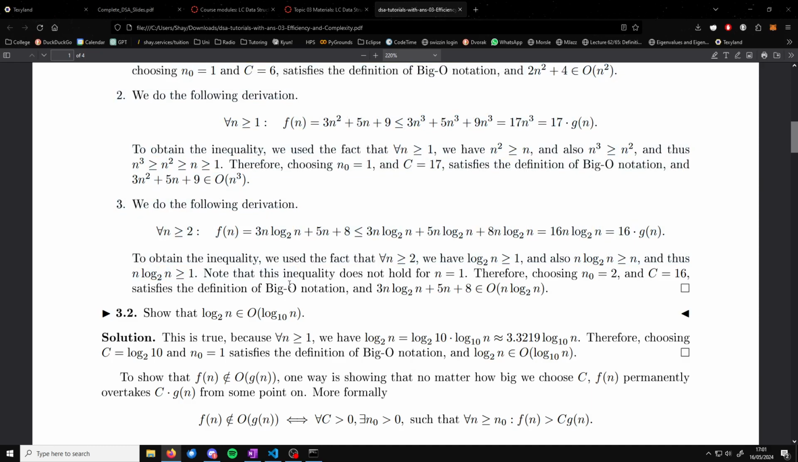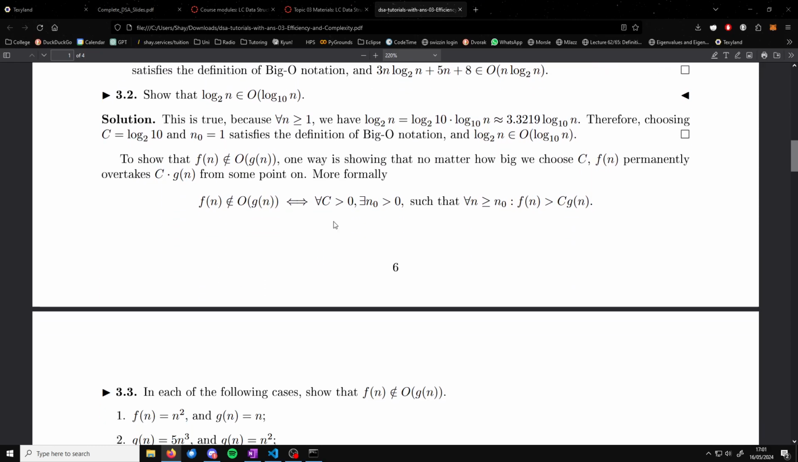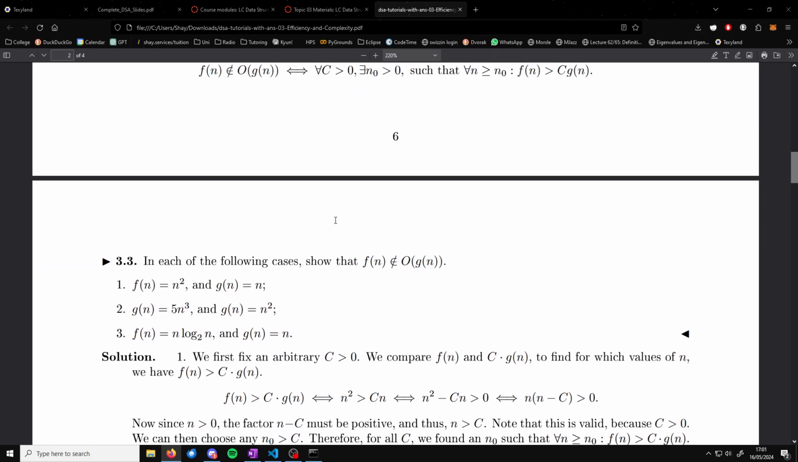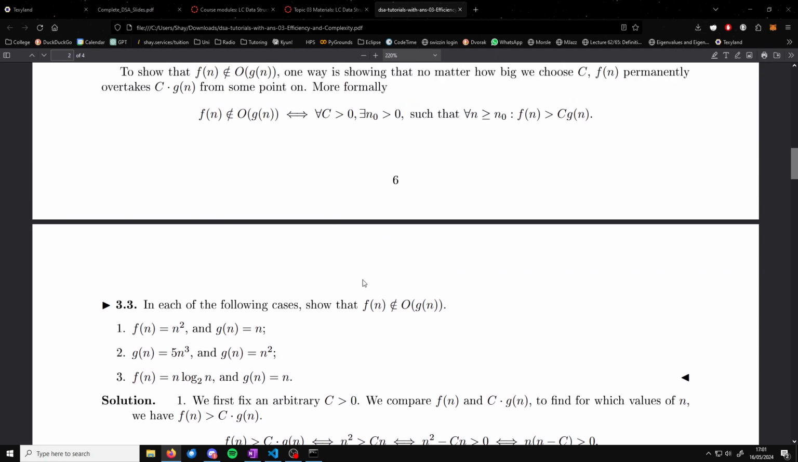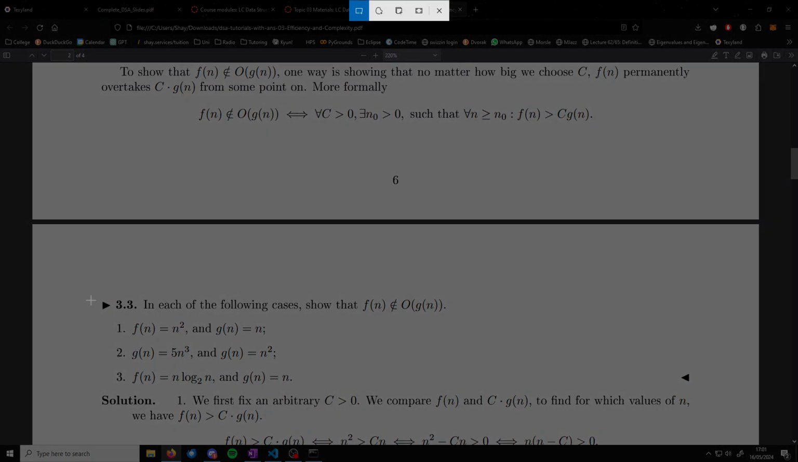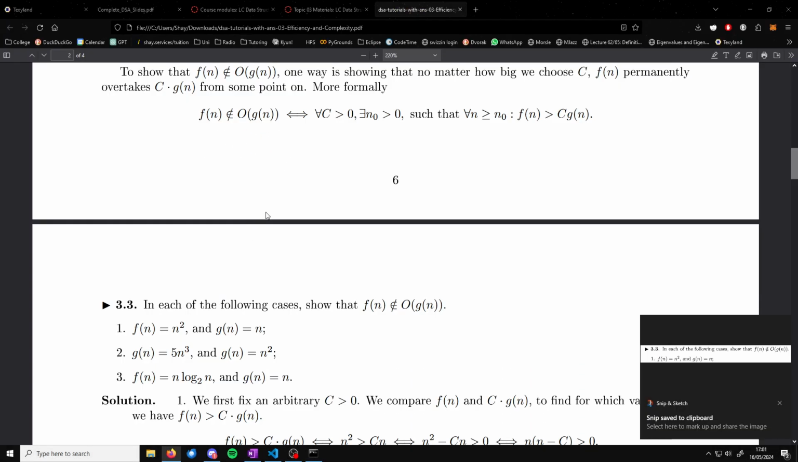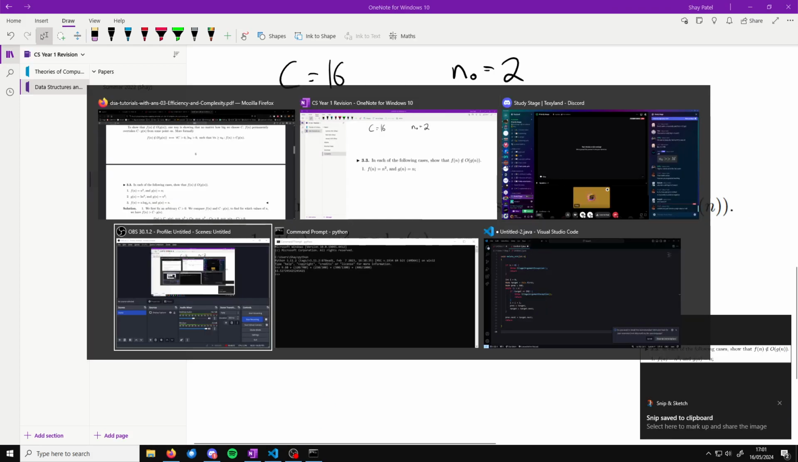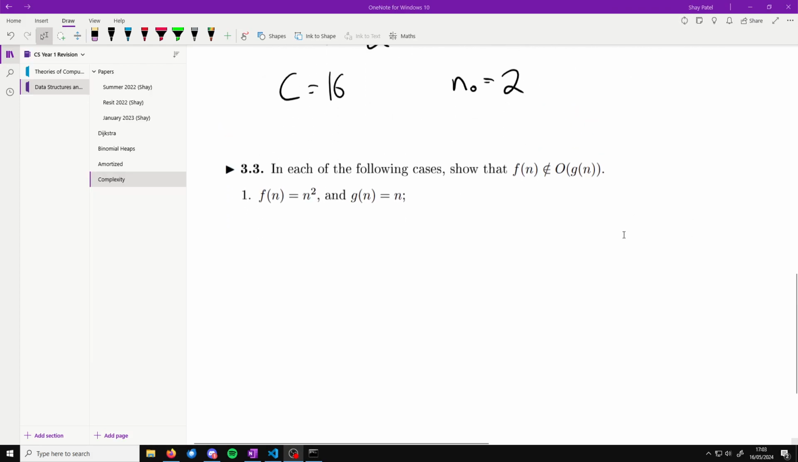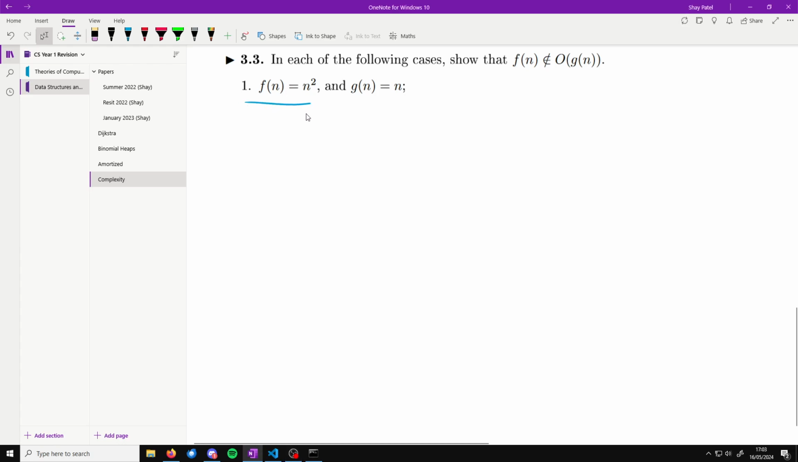Cool. Okay, let's have a go at this. So how could we go about proving that this function isn't in big O of n?